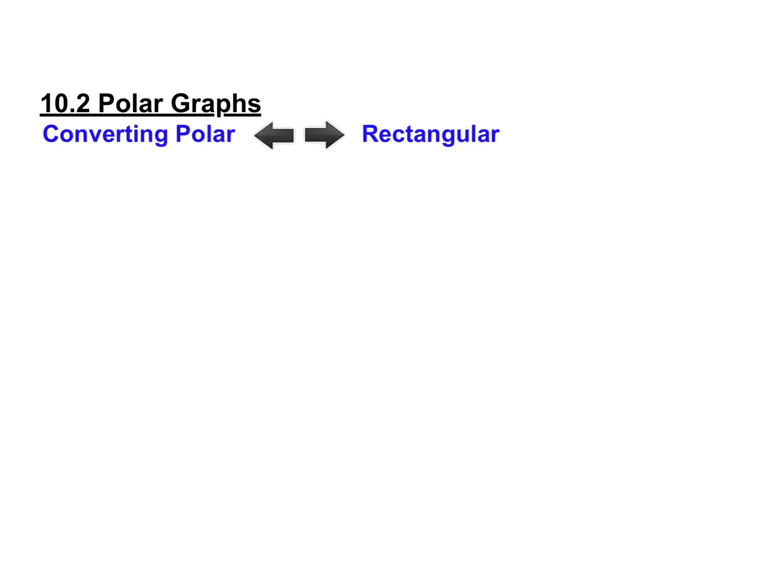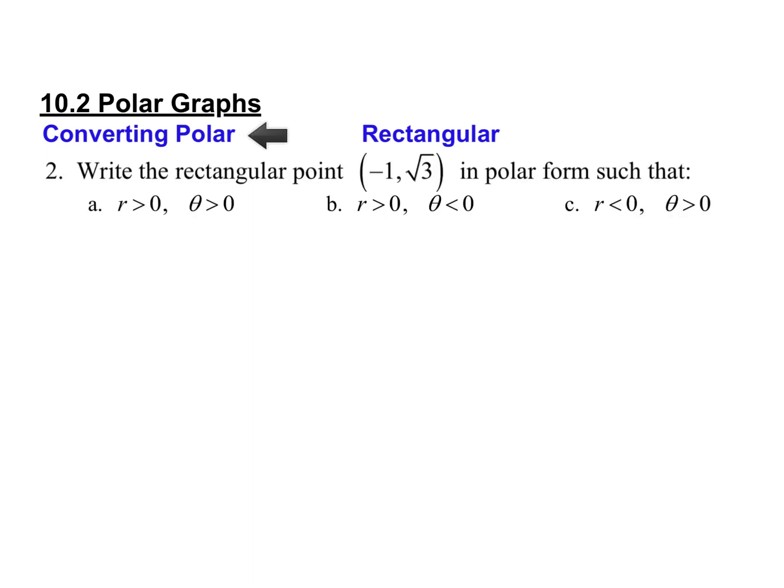Now we're only going to do one at a time. The first one we're going to do is from rectangular to polar. Just one. All right, so this is example number 2. We've got this rectangular point, meaning this is x, -1, this is y, square root of 3, and we're going to put it into polar form.